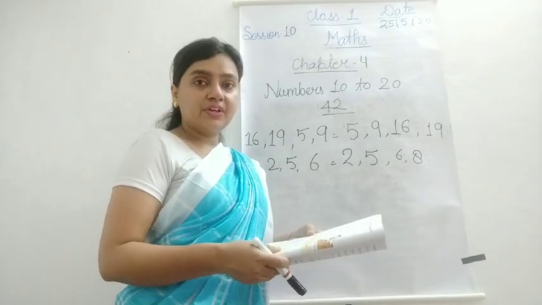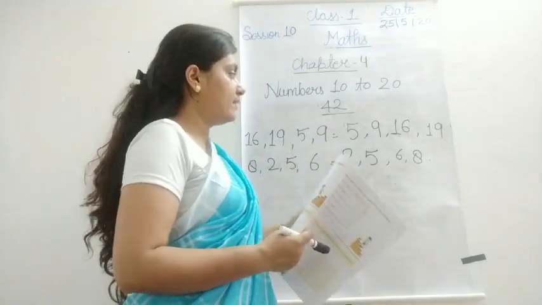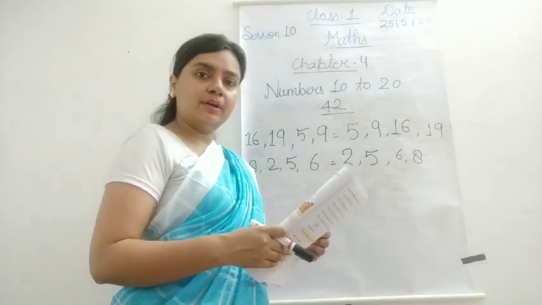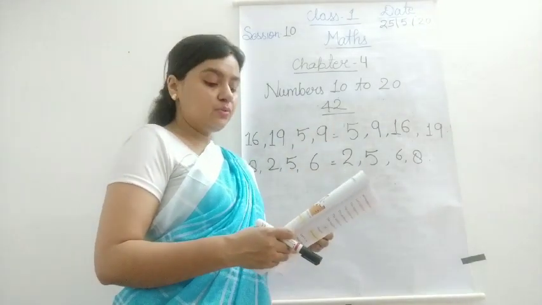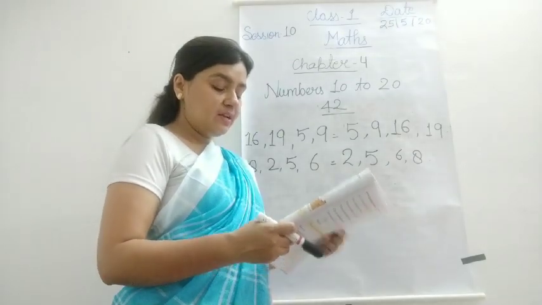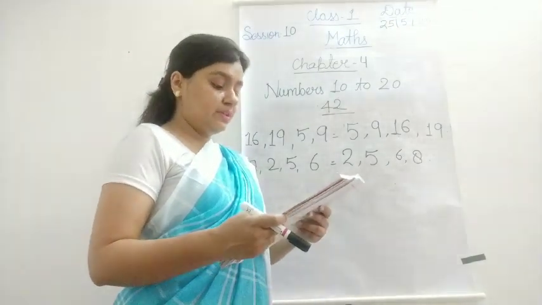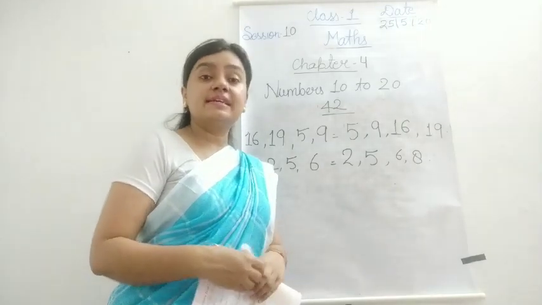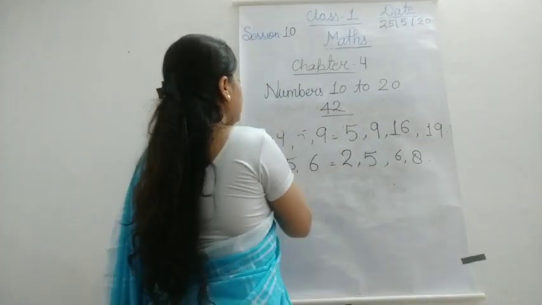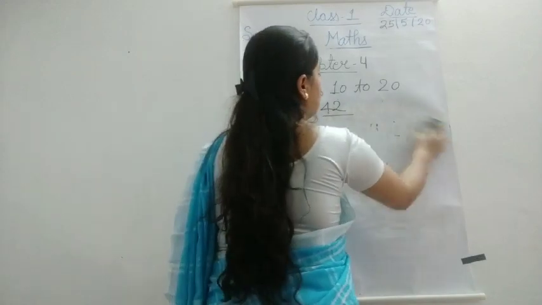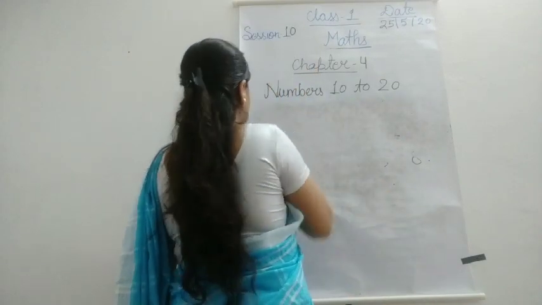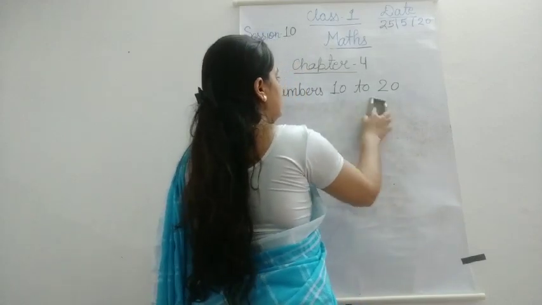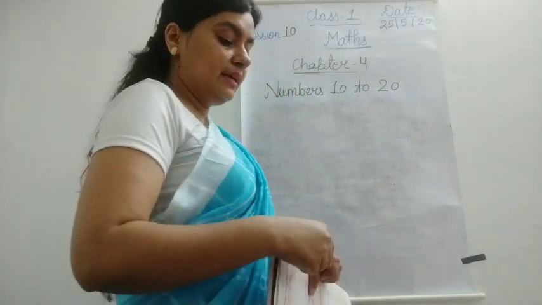So page number 42. 2 questions I had already given you. We had already done those. 2 more questions you have to do. Afterwards we will move further to page number 43. That is descending order.